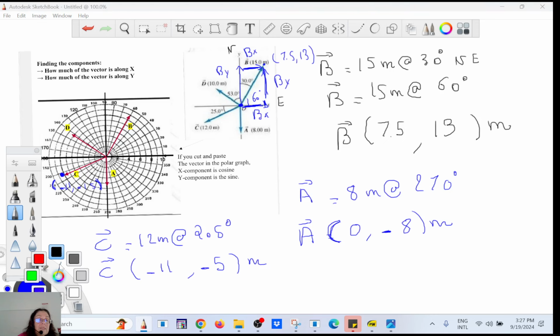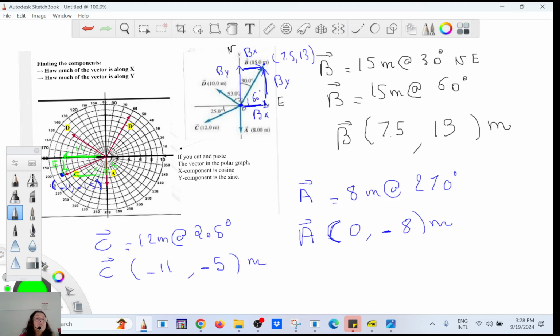And what does it mean? It means that from the tail you go to the head. So that will be your x component. And that's going to be your y component. Or this is your y component, and that's going to be your x component. So this is 11 here to the left and 5 down. 5 down, 11 to the left. Do you agree?